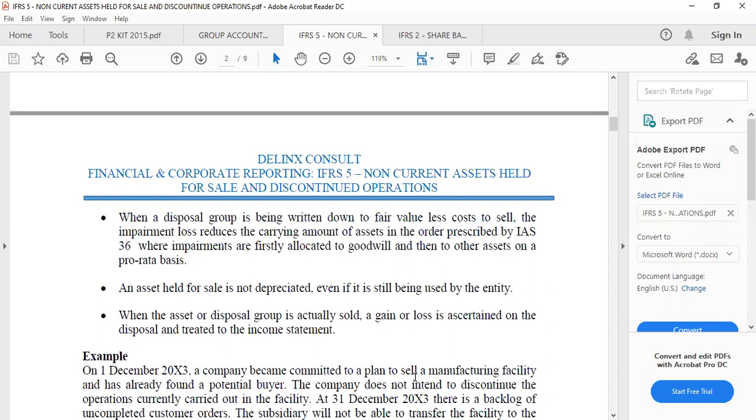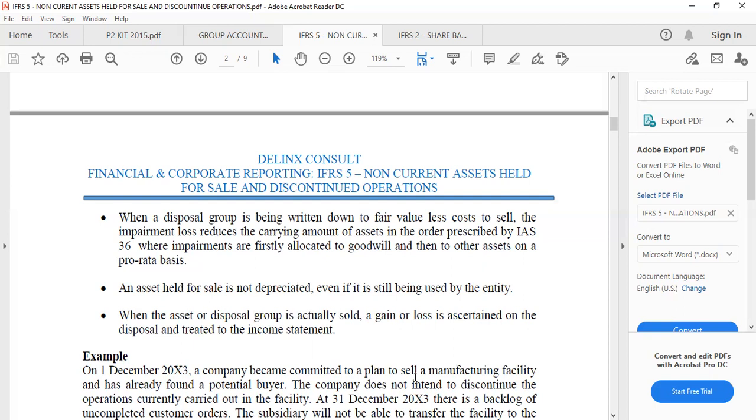Physically damaged assets will take it first. Goodwill will take it, then we prorata the rest. Asset held for sale is not depreciated, even if it is still being used by the entity. Basically, if the asset is held for sale, the entity is not going to use it to generate any cash flow again. Since the asset is not generating any cash flow, we can't match the expenses against the revenue because the asset is not generating revenue to the company. So when the asset is classified as held for sale, it is not depreciated.